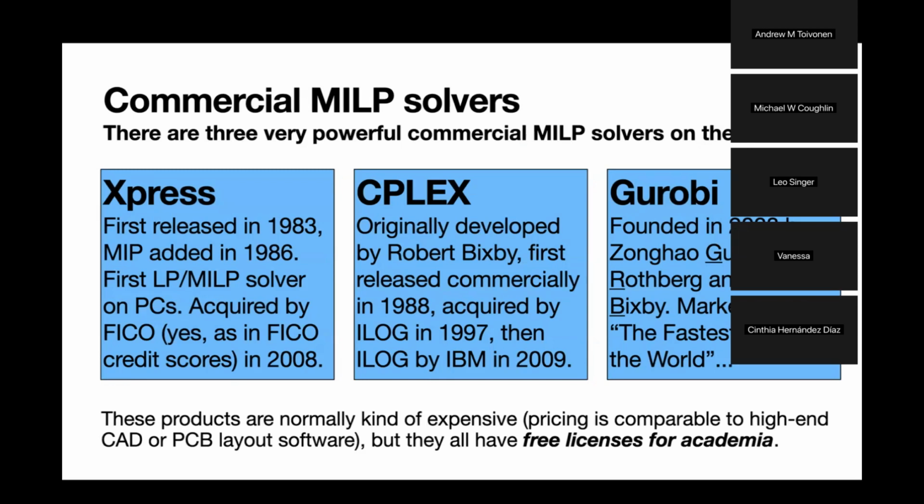The state of the art is these three commercial products: Express, which is actually a product of FICO, which is the credit reporting agency; Cplex, which is a product of IBM; and Gurobi, which is both the product and the name of the company. But these are really expensive if you're in industry or if you are a government employee like me. Fortunately, there are free licenses for anyone who is a student or faculty at a university.